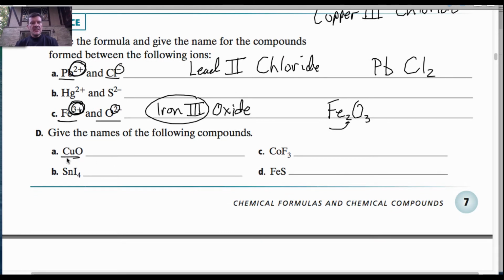All right, what if I just gave you the formula here? Well, copper has multiple ion charges, but I know oxygen is always a 2 negative. And notice 1 copper to 1 oxygen. So this must be a copper 2+, 1 to 1. So this is copper(II) oxide. I have to put the 2 there because copper has multiple ion possibilities.